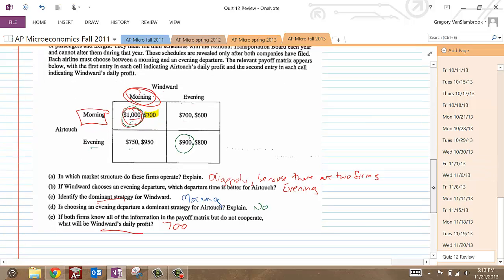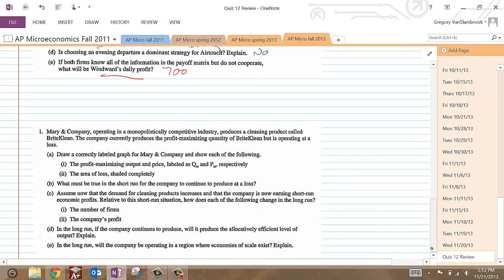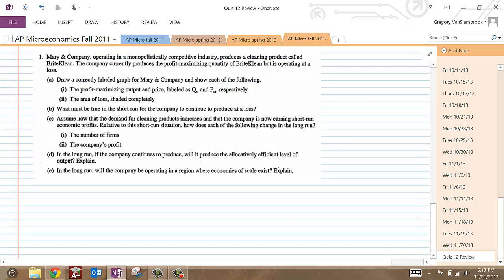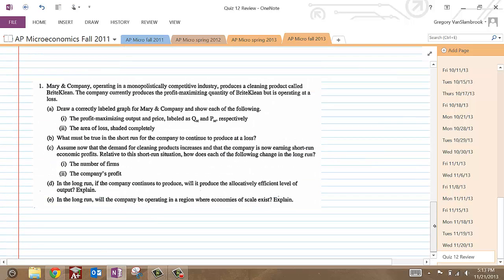All right, and lastly, here's a problem with monopolistic competition. Mary & Company, operating in a monopolistically competitive industry, produces a cleaning product called Bright Clean. The company currently produces the profit-maximizing quantity of Bright Clean, but is operating at a loss. Draw the graph and show the profit-maximizing output and price, labeled PM and QM, and the area of loss shaded.